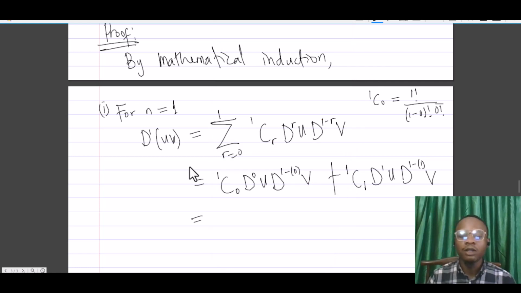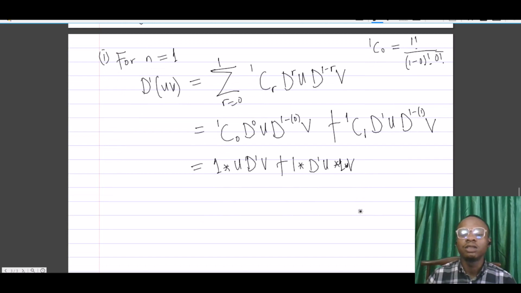So let's move on. Basically, this coefficient is 1, so this is 1 multiplied by d to the power 0, which is also 1, so that is just multiplied by u. Then d to the power of 1 minus 0, that's d to the power 1 of v. And this will be plus 1 combination 1, which you have seen is also 1, and this will be d to the power 1 of u, then d to the power 0 of v, which is 1, so this is 1 times v. So at the end of the day, this is just equal to u dv plus v du. And that is exactly what it is by the product rule also.